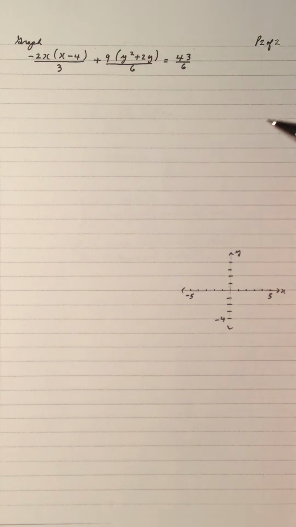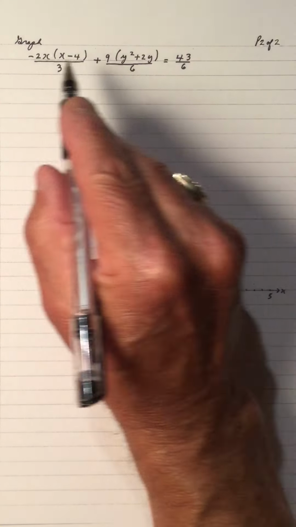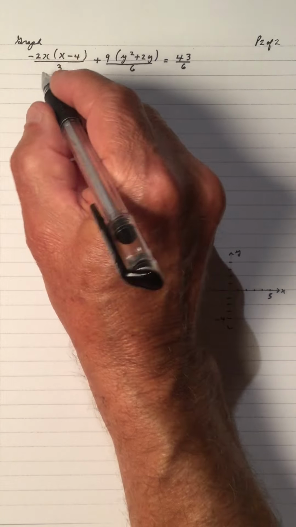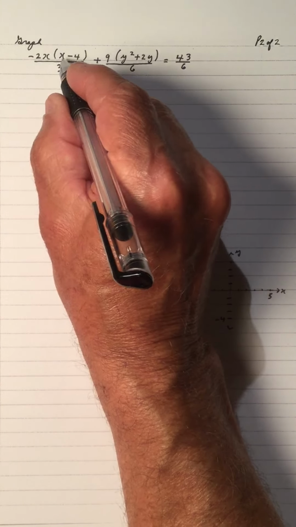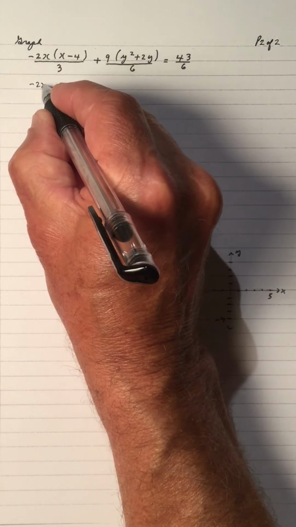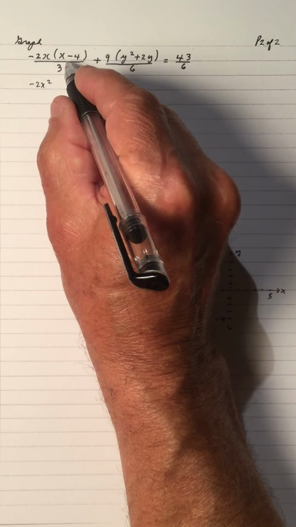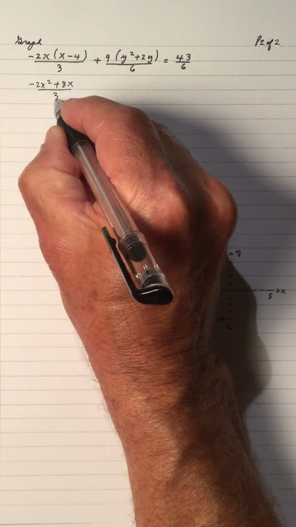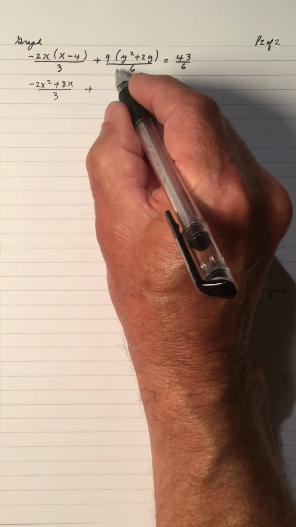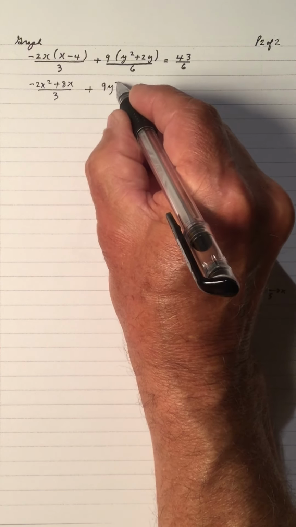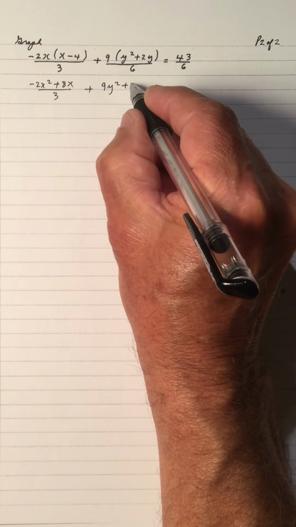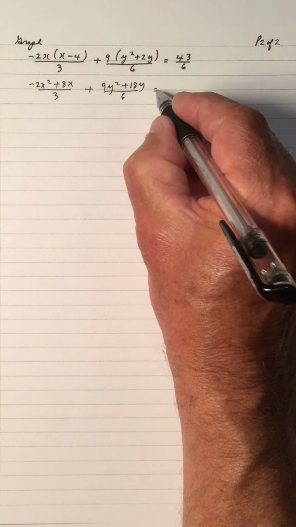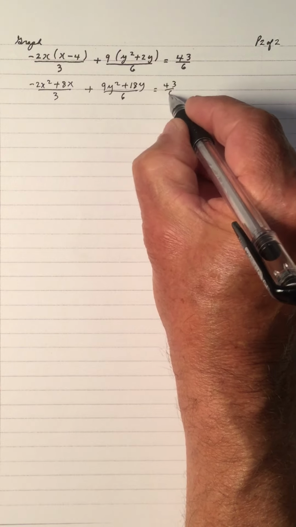Here we go. So notice I have brackets, but a monomial times a binomial, so I'll simplify that first. Negative 2x times x is a negative 2x squared. Negative 2x times 4 is a positive 8x over 3. Plus 9 times y squared is 9y squared. 9 times 2y is 18y over 6 equals 43 over 6.